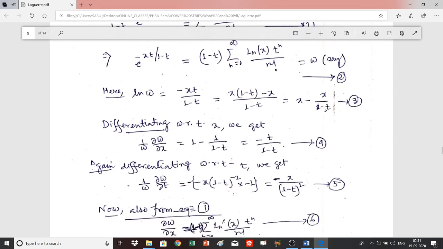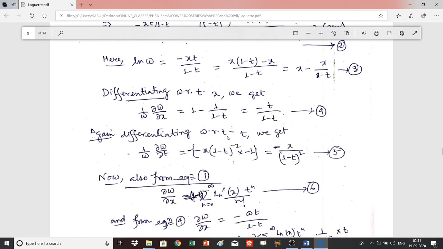Now differentiating equation number 3 with respect to x, we get 1 by omega del omega del x equal to 1 minus 1 from here, and if you differentiate this, you will get 1 by 1 minus t, and that will give you minus t by 1 minus t. This is equation 4. Now again differentiating equation 3 with respect to t, that will give you 1 by omega del omega del t, that is equal to, differentiating only this term, minus 1 is here, and the differentiation with respect to t is computed here, and finally we get minus x by 1 minus t whole square. This is equation 5.